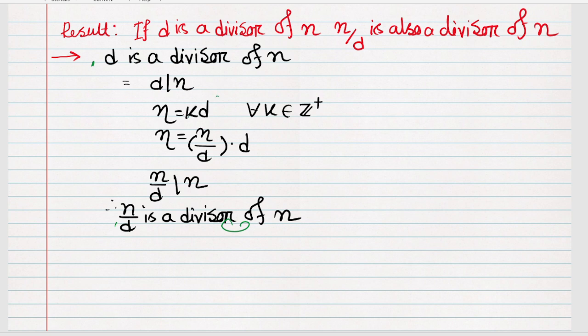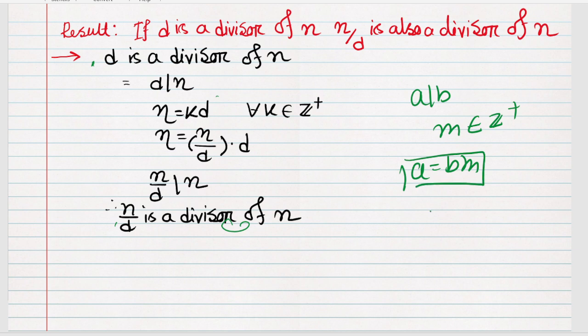So by our first theorem, whatever we did in our lecture 1, we can write it in the form n equals kd, because by the definition of divisibility, we all know that if a divides b, then there exists an m belonging to the positive integers such that b equals am. So using the definition of divisibility, we can write n equals kd, and we can replace k with n by d, because n by d is also an integer. n equals n by d into d. So this implies that n by d divides n. That means n by d is a divisor of n.